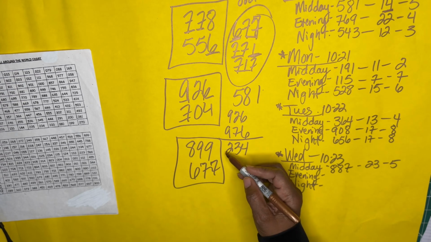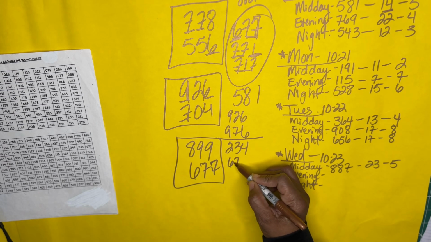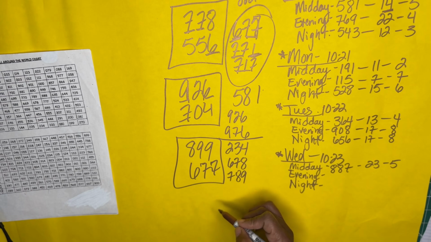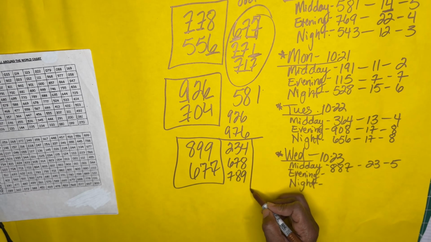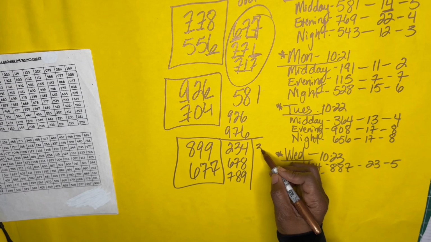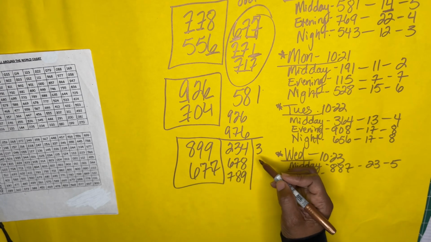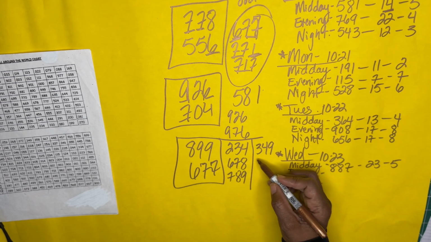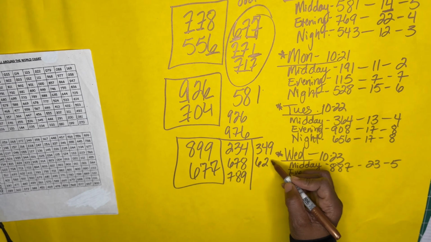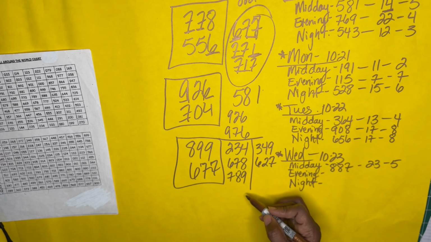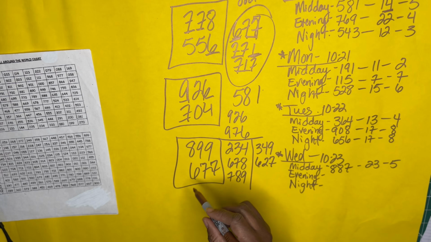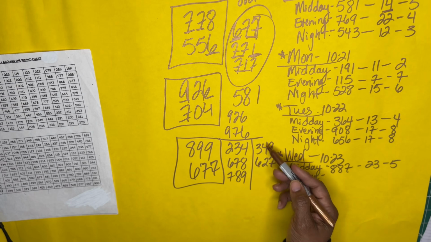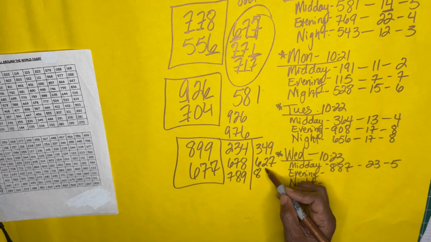So I have, and you can always do 6, 7, 8. 7, 8, 9. And then if you want to do the other side of it, you can do 3 with that 8. You can do 3, 4, 9. You could also do 6, 2, 7. Something to that nature. But again, I would just focus on the series number if you want to, or you can play the 899 may fall.